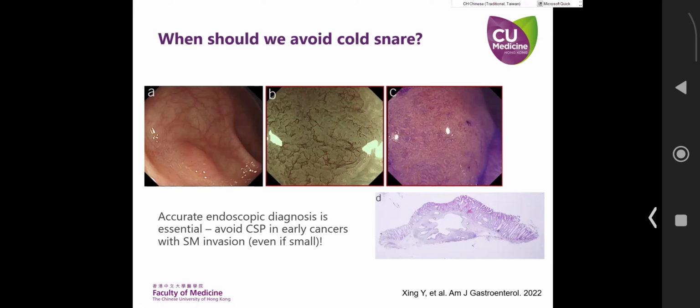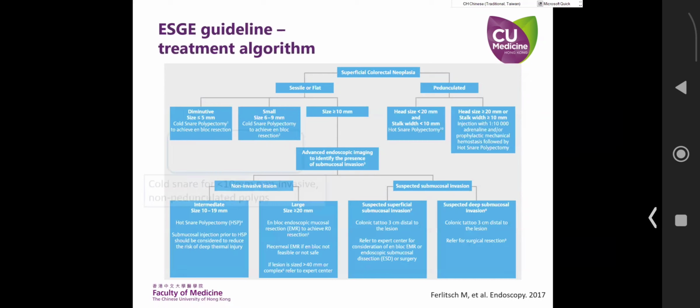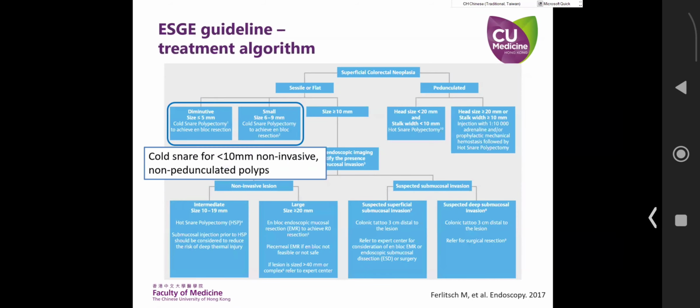standard NBI examination to look at the patterns. If it is determined, like in this case, to be a higher-grade lesion, and after staining you can probably see a type 5 pit pattern here, then in fact this is an early cancer. If you use cold snare polypectomy here, you will end up with an incomplete resection. So these lesions should be removed by a more advanced technique, at least an EMR. This is a summary of the current treatment algorithm.